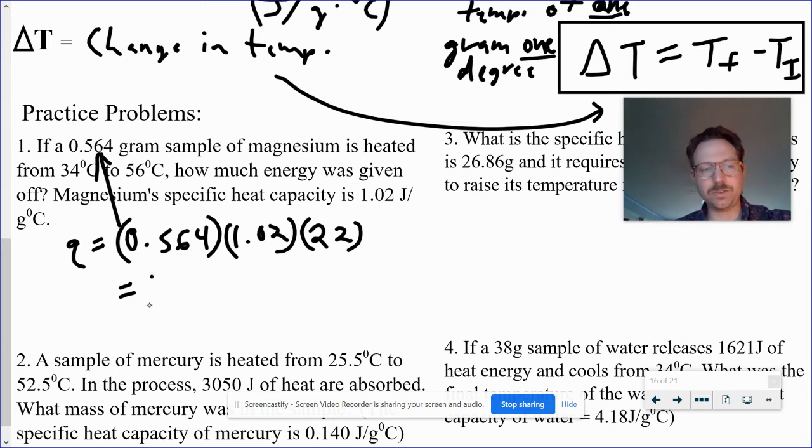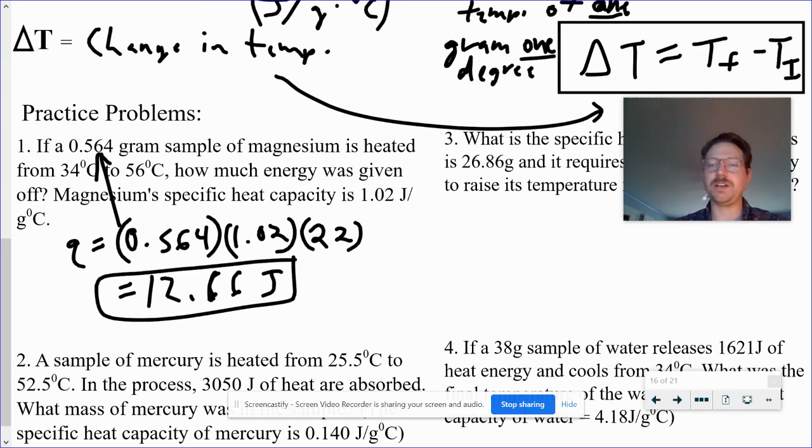I believe we get 12.66 joules. Okay, that's 12.66 joules right there. There are other practice problems here, but I want you guys to practice them by going through them. I'm going to continue on here.